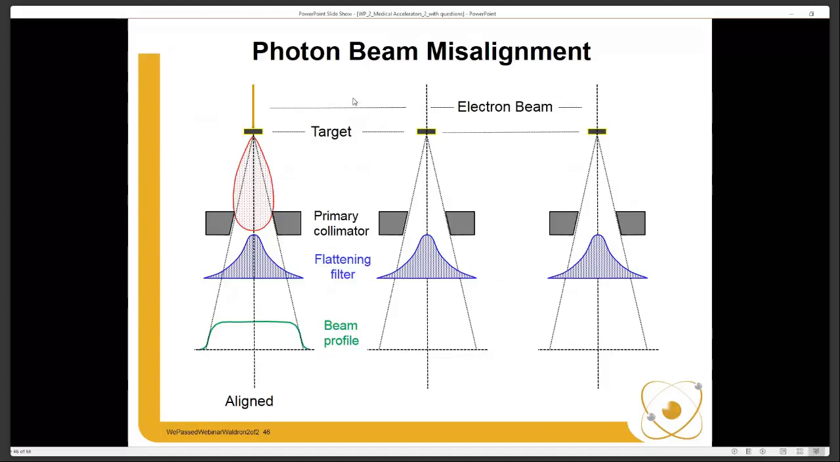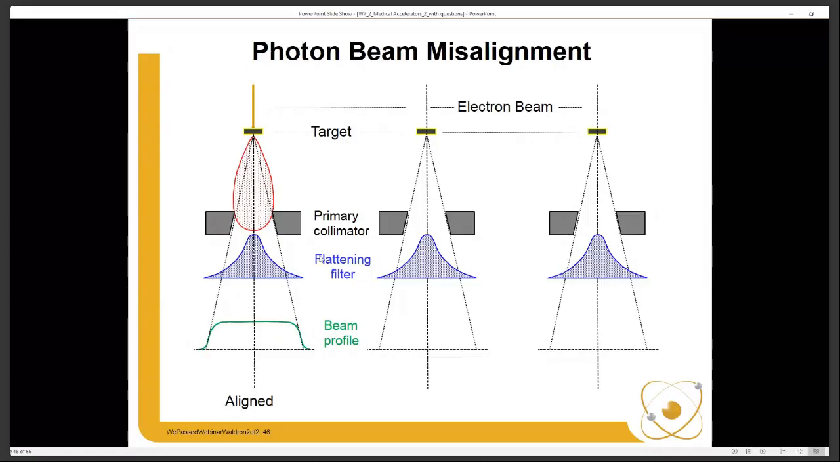Photon beam misalignment. Earlier I said some parts of the beam are more sensitive to misalignment of angle versus position. If I have an electron beam incident on a target, here is the primary collimator. This red blob is my photon beam coming off of the target. The flattening filter is this blue thing, and here's my beam profile. Now, if the flattening filter, electron beam, target, and central axis are all aligned, I get a lovely flat and symmetric beam profile.